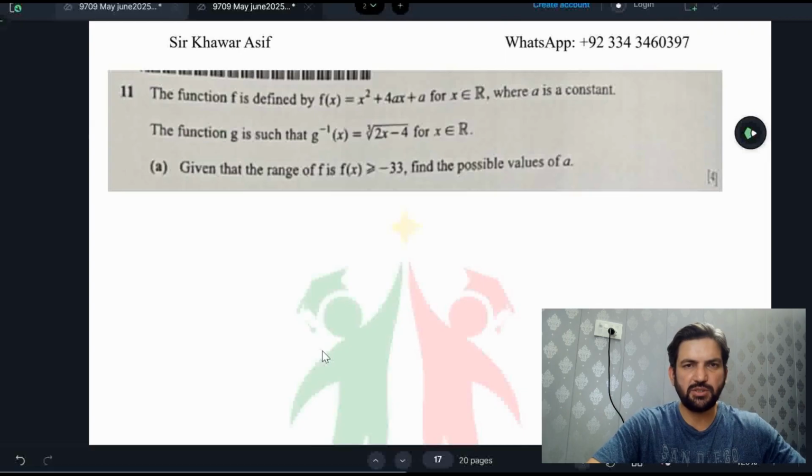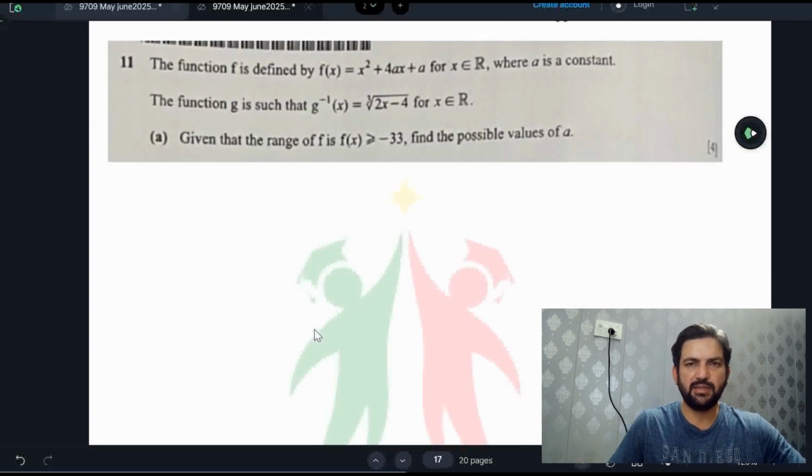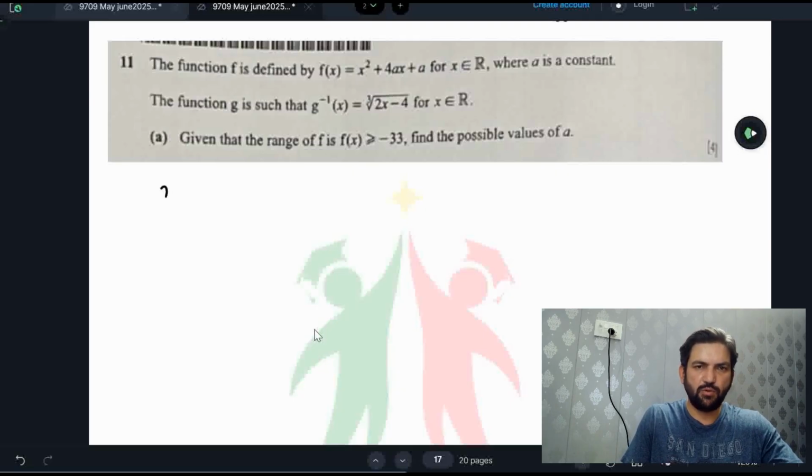Let's move to question number 11. The function f is defined by this, where a is a constant. The function g is defined by this. Find the range of this. Now for range we have to write it in the completing square form. So x square plus 4ax plus a.